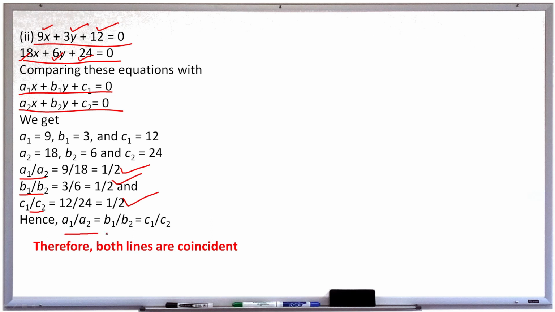All are equal. So a1/a2 is equal to b1/b2 is equal to c1/c2. If it is equal, we can say both the lines are coincident.